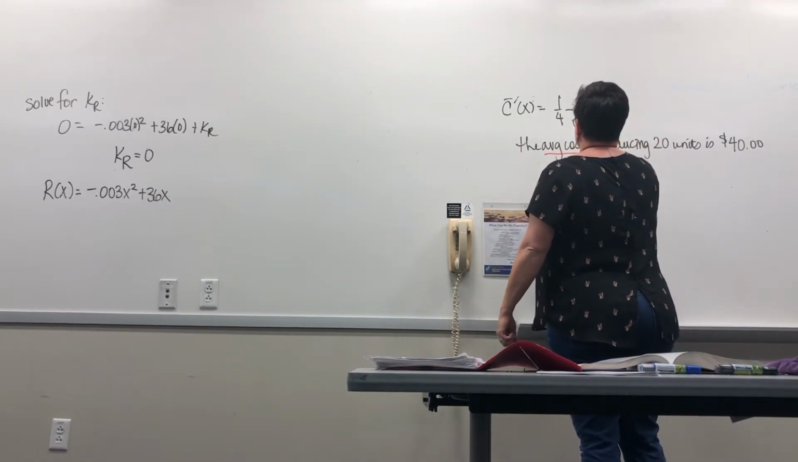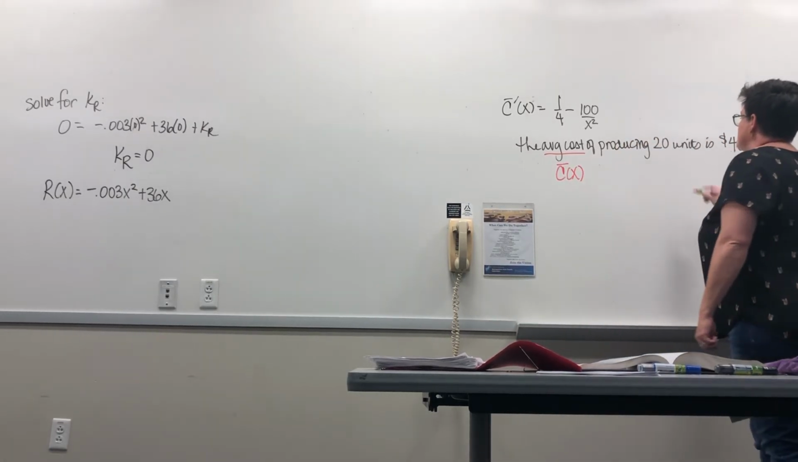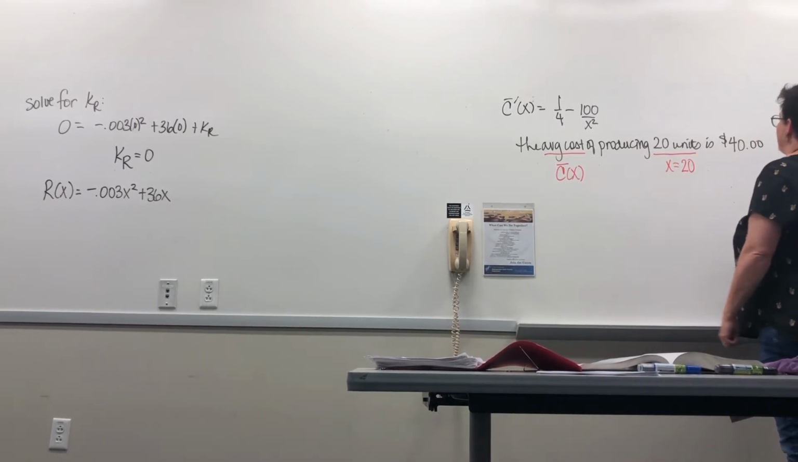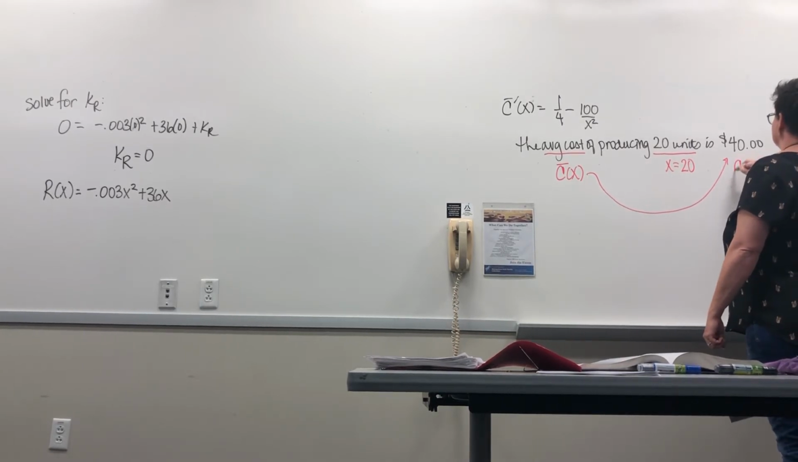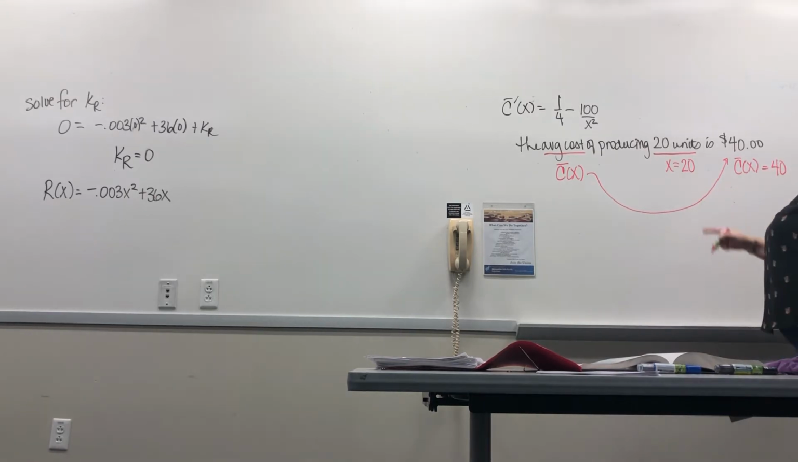Average cost is C bar of X. 20 units is X equals 20. And C bar of X equals $40 when X equals 20. That's my nugget. So now I have a value for C bar. I have a value for X. Now I can solve for K. You guys ready?